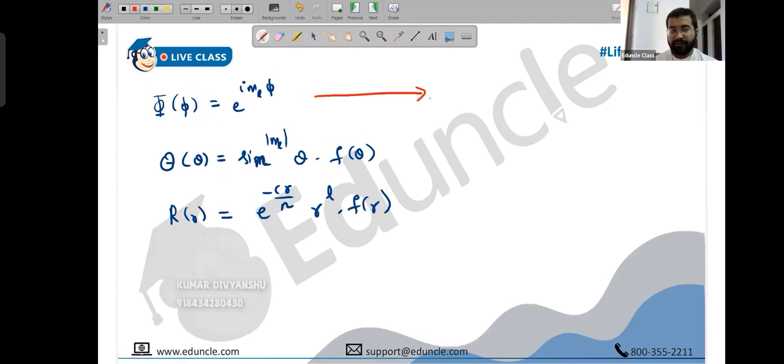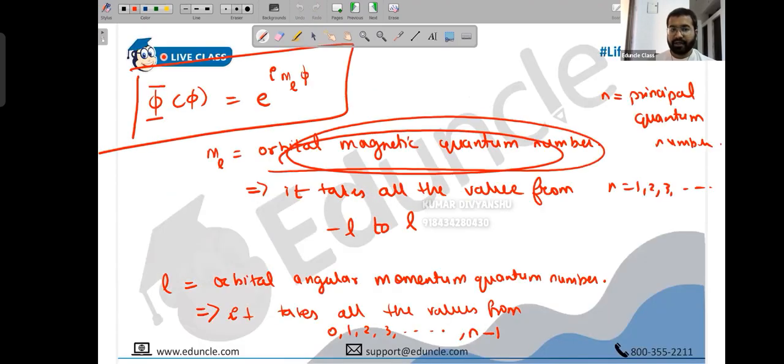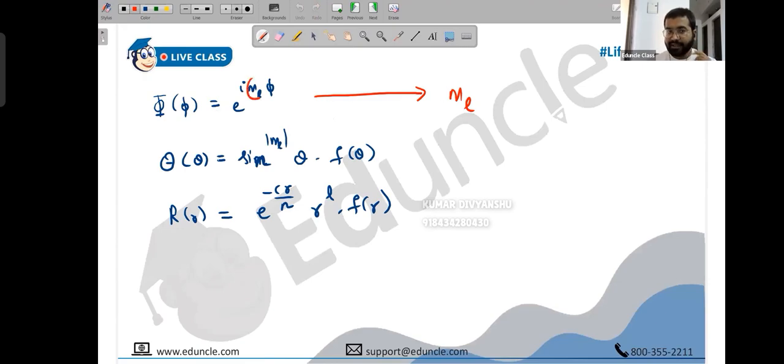However, people, phi, the wave function corresponding to only the azimuthal value, depends only on the magnetic quantum number. Sorry, ml is the orbital magnetic quantum number, not spin. So phi depends only on ml. Next, theta also depends only on ml. Even this, a function of cos theta, yes, absolutely, depends only on the orbital magnetic quantum number. But R depends on the principal quantum number and the angular momentum quantum number, n and l, two things.